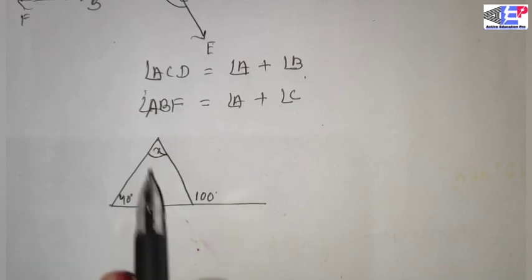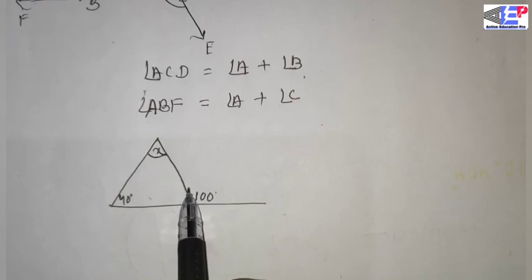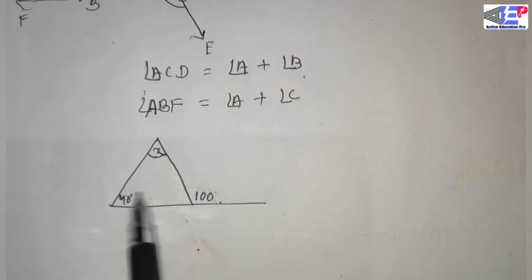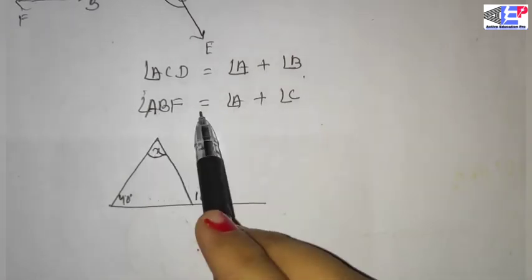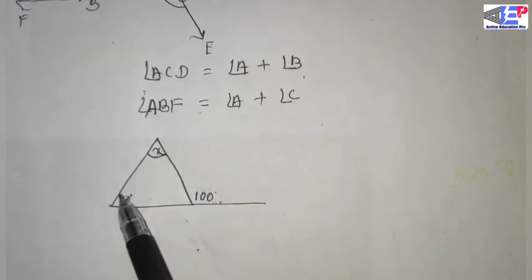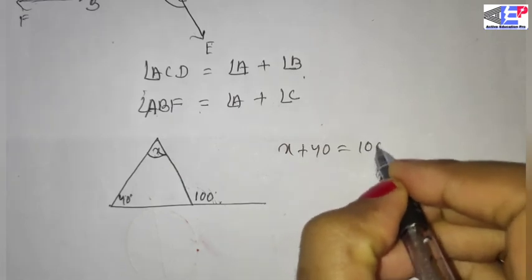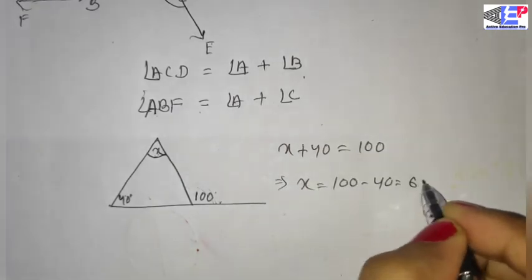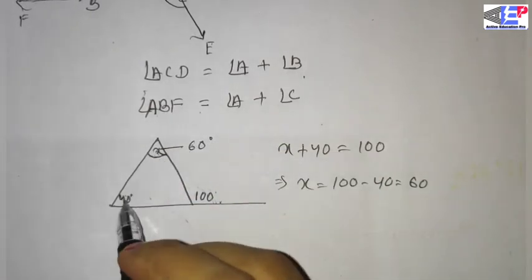This is a question to find the angle x. Look here, this 100 degree angle is the exterior angle and these both are the opposite interior angles. According to the second rule of exterior angles, x plus 40 is equal to 100. So x will be 100 minus 40, which is 60. This x is 60 degrees. This is 60, this is 40.